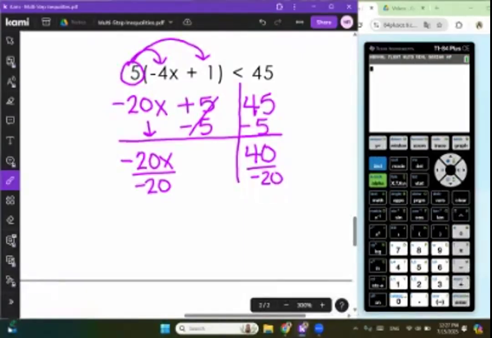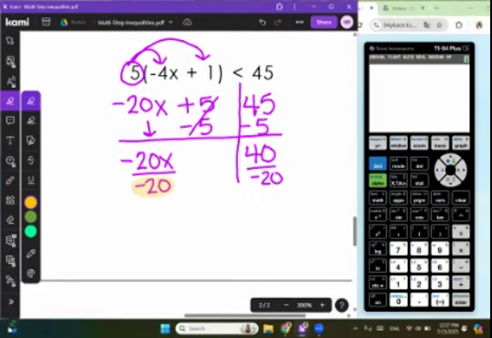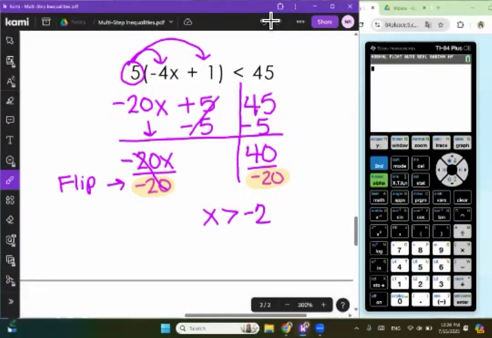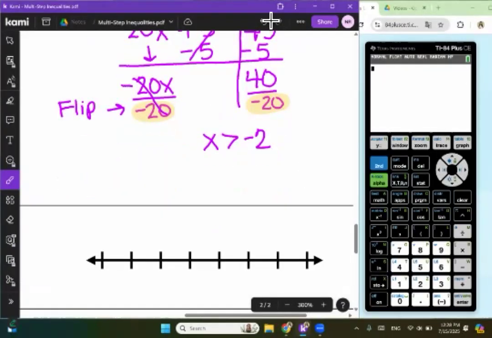Okay, now the number that is moving across is a negative number. Because that is a negative number, what do we do? We flip the sign. Those will cancel out, but we're going to go from less than to greater than. And 40 divided by negative 20 is negative 2. So we put negative 2 on our number line. It is not underlined, so we keep it as an open circle. Treat it as an arrow. It is pointing to the right, so we shade to the right.